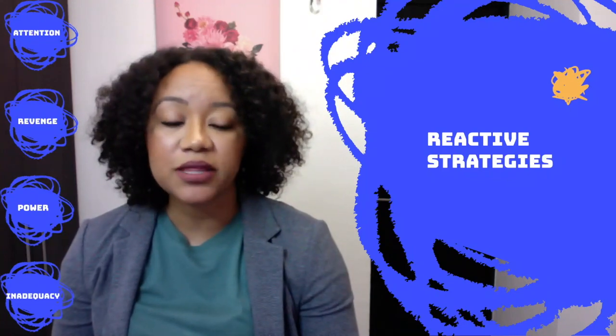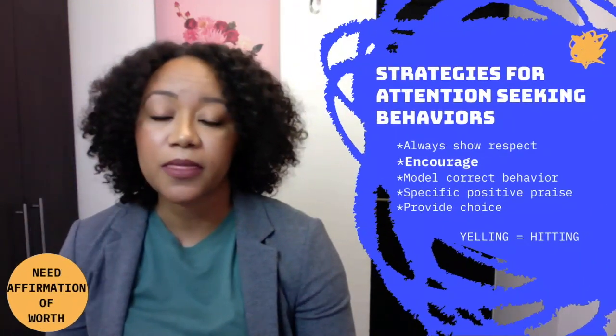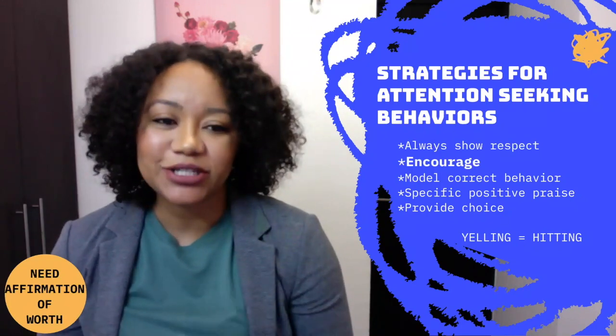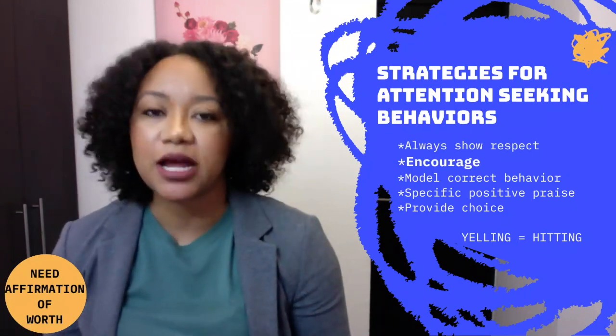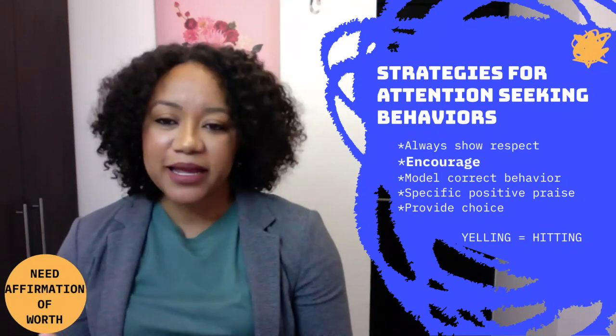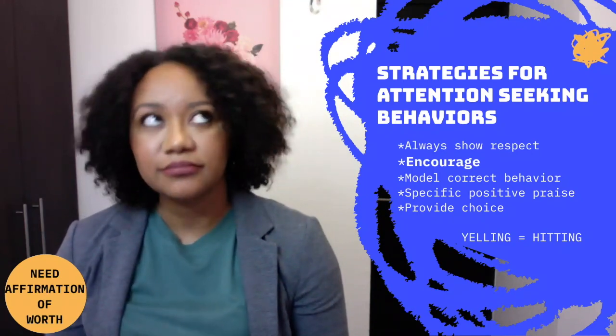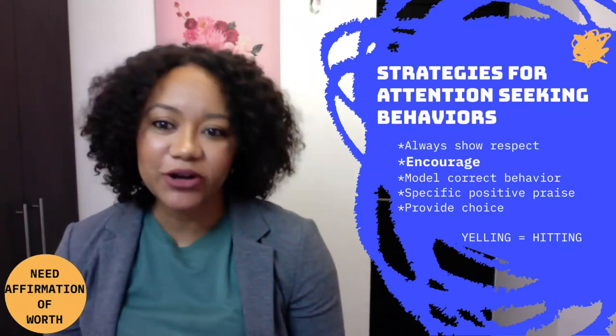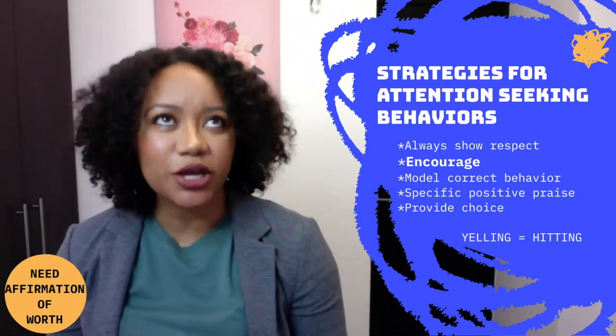So we're going to start with attention. Some strategies for those seeking attention are to always show respect. Now, what do I mean by that? What I mean is if a child is sitting at a desk, beating on the desk with their fingers or with a pen, and it gets really annoying.